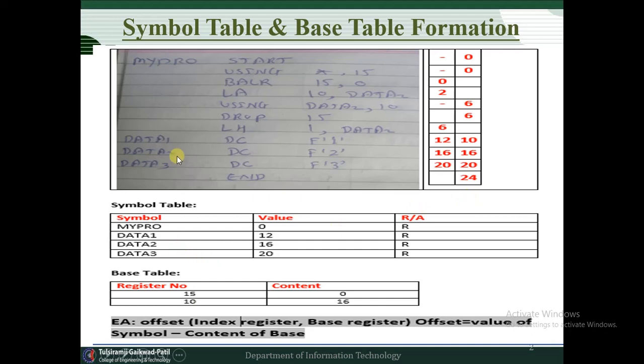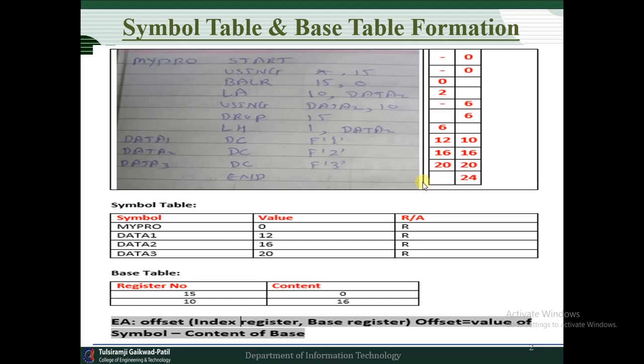Now the next symbol is data 1. What is the value of that symbol? Here you find the LC, that is 12. Now the third symbol is data 2. What is the value of data 2? 16. Data 3, 20. So these are the symbols with their values, and all the symbols have relative locations. How we calculate the location counter, we have already discussed. Today we are not going to discuss how we calculate the location counter. That is very important, the location counter or program counter.